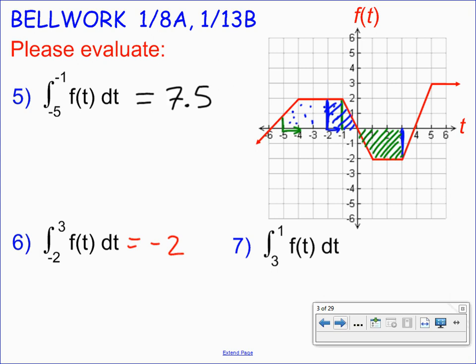Good job, you guys. This canceled out the positive area, and then I'm left with that net result right there. Nice job. So I'm going to go ahead and box this, because we want it PDFable, of course. And number 7, the integral from 3 to 1, right?